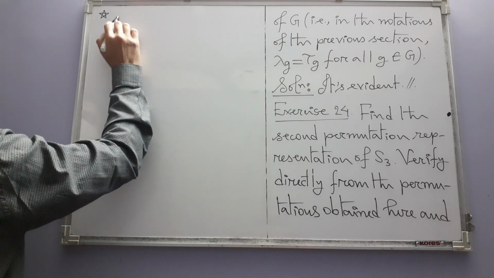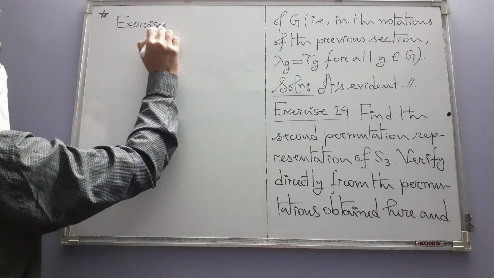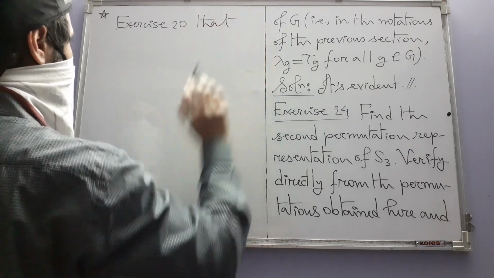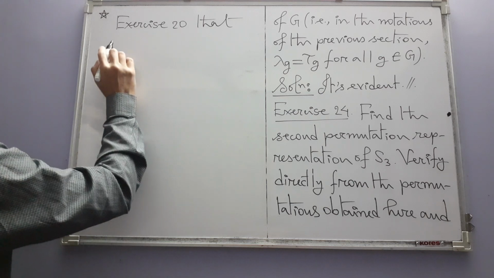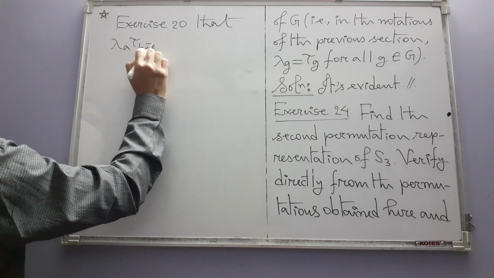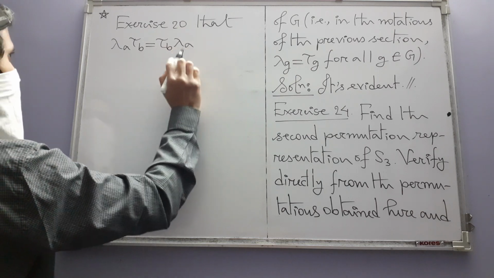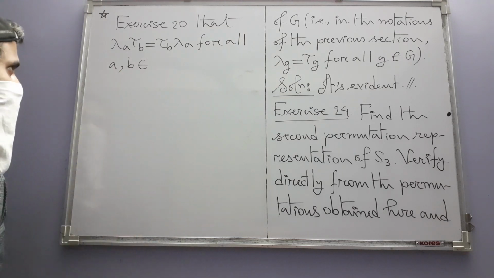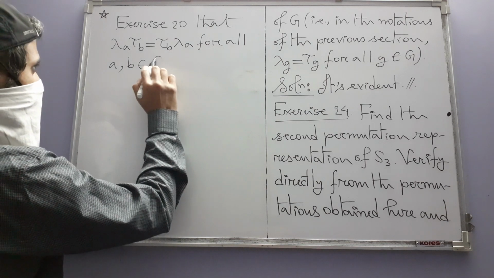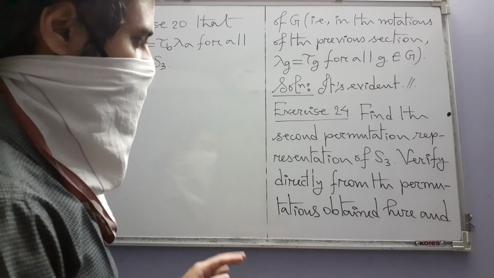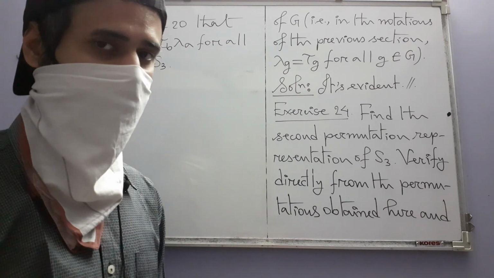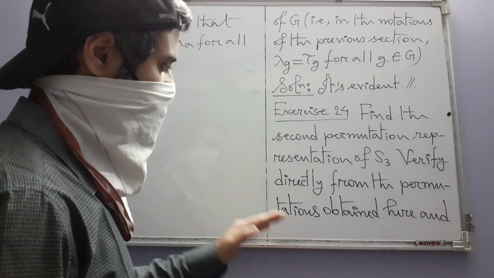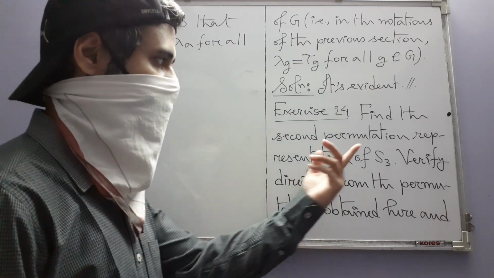Exercise 20. That lambda A tau B is equal to tau B lambda A for all A and B belonging to S3. If you recall, in the previous section we proved, in fact I think in exercise 2, that any lambda commutes with any tau. So here we have been first of all asked to find the second permutation representation of S3.